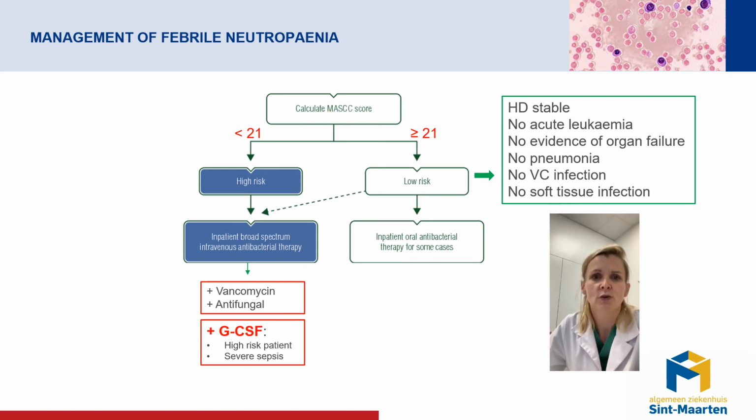So when the score is more than 21, it's a low-risk group. When there is no underlying infection, no acute leukemia, no organ failure, no pneumonia, no catheter infection, you can start oral therapy in some cases. And a recent review has concluded that it can be used safely. In a small group, you can use the oral antibiotic therapy.